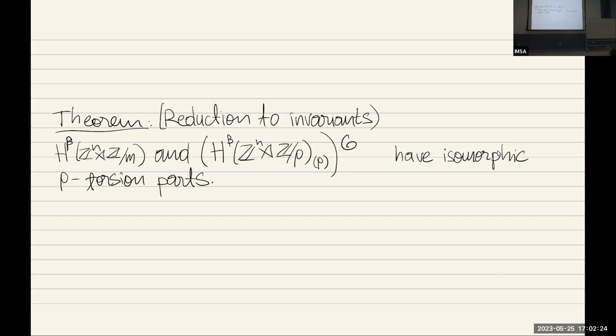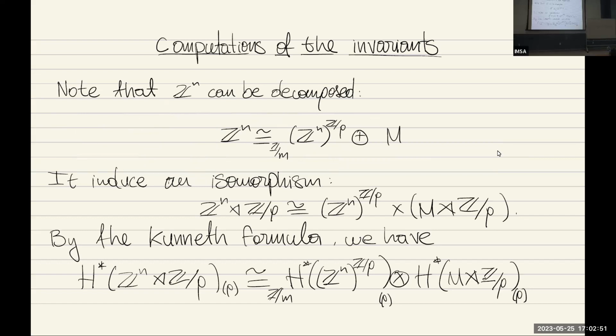Okay. Then the strategy to compute these cohomology groups is to use the results of Wolfgang Lück and James Davis, to get computations and an explicit description of this cohomology group, and try to compute the G invariants. Okay, that is the idea. Then we have to compute invariants. How to compute the invariants?